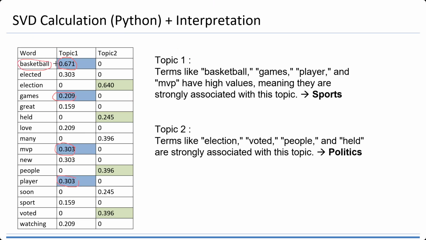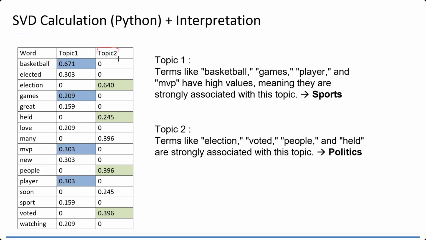Okay. Although some of the words, like this one, elected, may be related to other things, not sports, somehow this term, this term, this term, and this term, which are more about sports, are dominant.